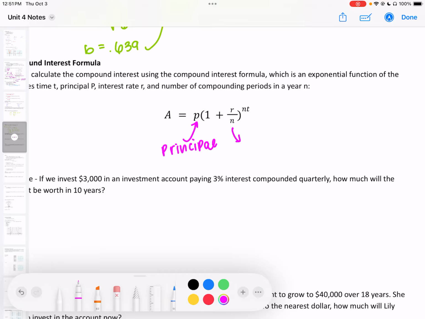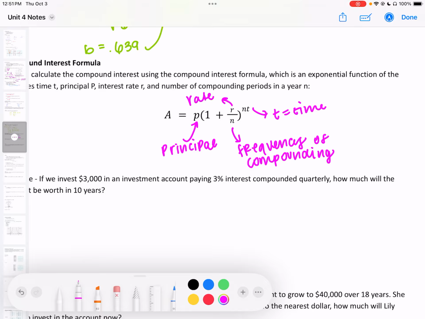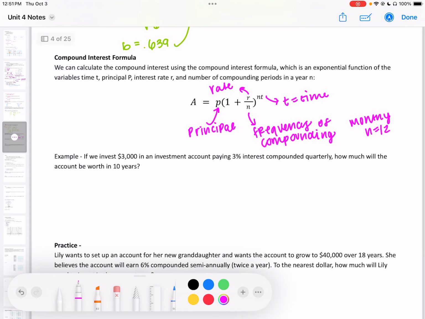N is your frequency of compounding, which means how often are you making payments, or how often are you putting money into the account, usually monthly. T is time, and R is your rate. So for example, monthly, we'd say N is 12, quarterly it'd be 4, all that sort of thing.